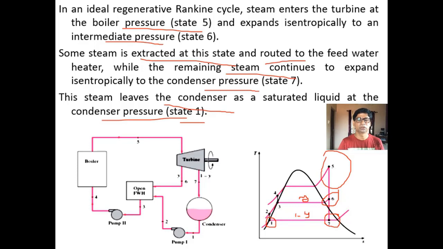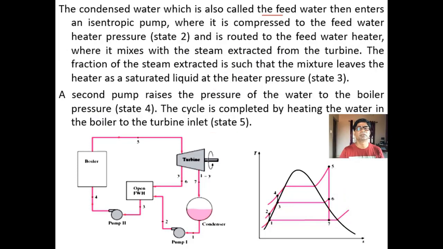I am just going through the explanation. The condensed water, also called the feed water, then enters the isentropic pump where it is compressed to the feed water heater pressure. Here it is coming at a certain pressure. Again, this diagram should be like this, not this line. So at the same pressure, it has to be compressed or pumped in pump 1, and only then can it enter the feed water heater.